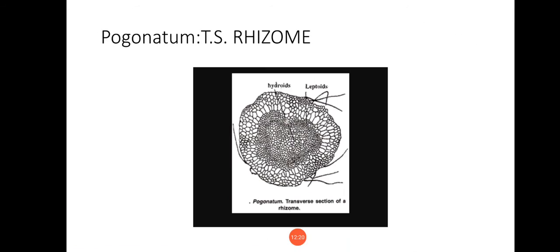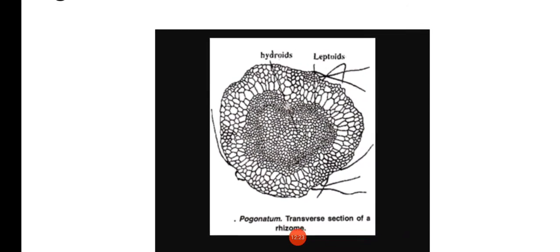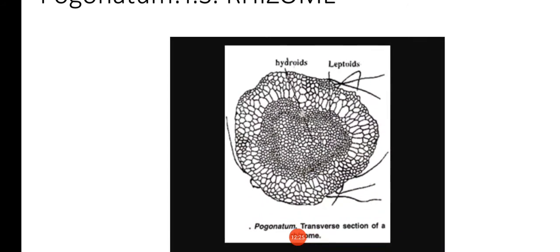Now we come to the internal morphology of the rhizome, TS of the rhizome of Pogonatum. Internally, the rhizome outline is irregular and it is differentiated into the outer epidermis. It is almost the outermost layer and is composed of a single layer of thick walled cells. In the rhizome, numerous epidermal cells extend to form the rhizoids.